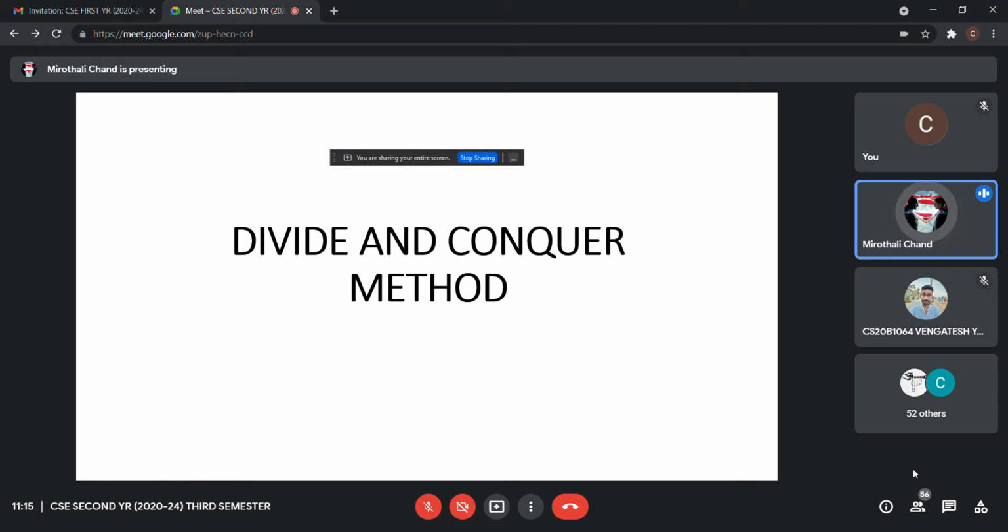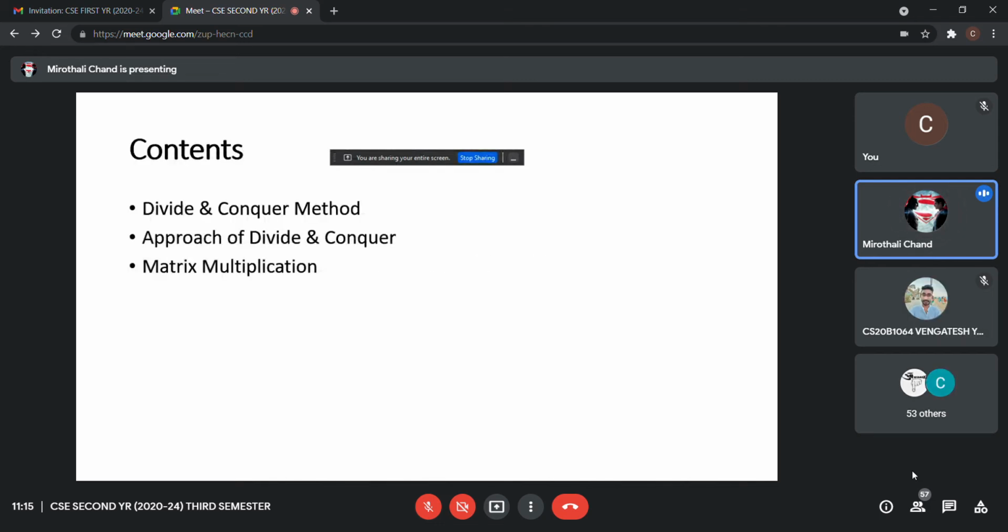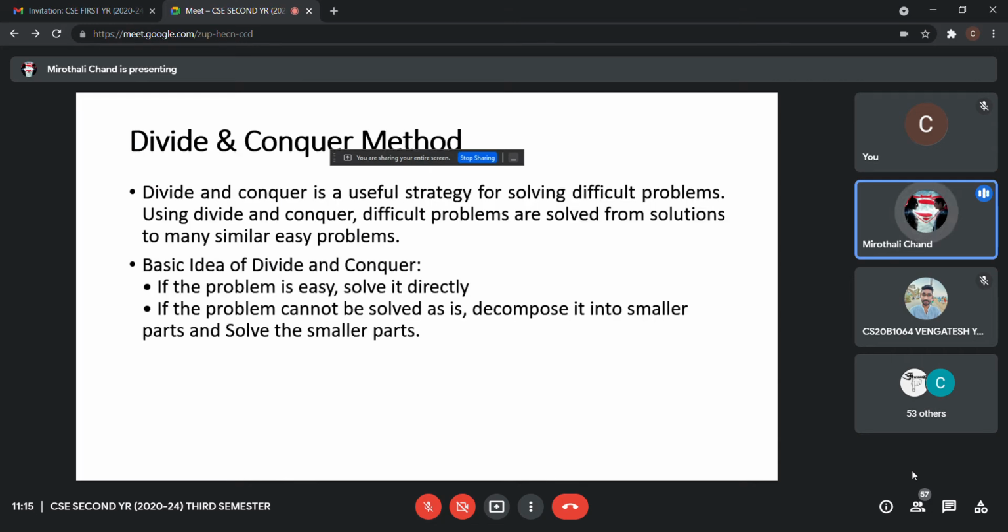So the topic we will be seeing for this section is the divide and conquer method. The contents of this section are the divide and conquer method, the approach used for it, and an example of a divide and conquer method, which is matrix multiplication. So we will be seeing a basic overview of the divide and conquer method.